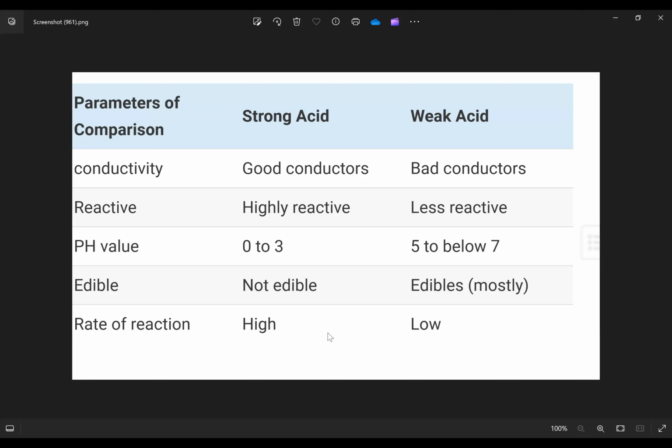Why we don't use the base? Because it's reactive? Because of the first reason written here.